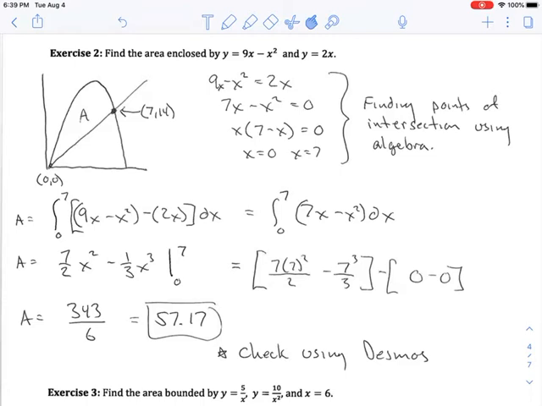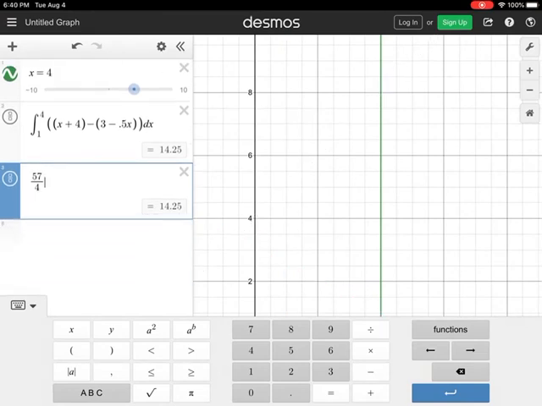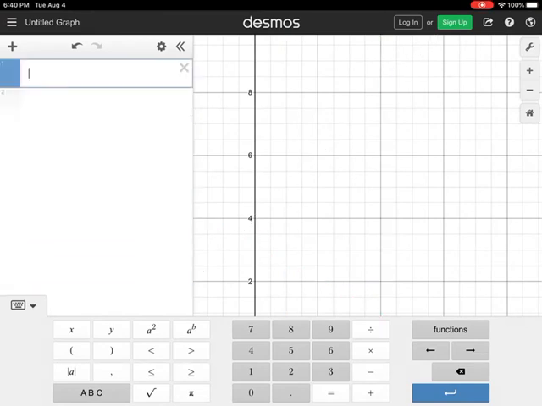Find the area enclosed by y equals 9x minus x squared and y equals 2x. So go to Desmos, graph these equations. I'll go and graph this one as well. Let's get rid of all of this. And so let's just do y. We don't need to use functional notation. We can use y instead of f of x or g of x.